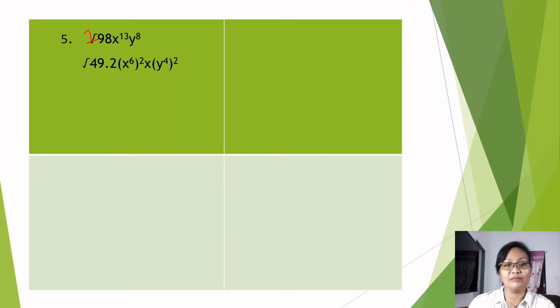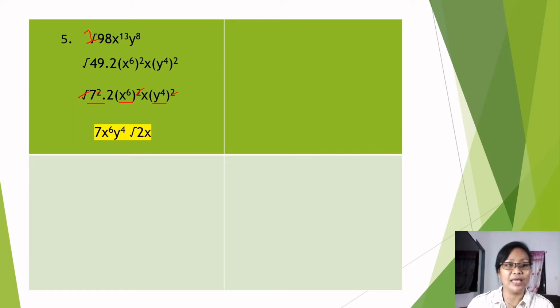Next, we can write 49 in exponential form. So we have square root of 7 squared times 2, x to the 6th squared, x, y to the 4th squared. So we're going to cancel now the perfect roots. So cancel the radical sign, square, square, and square. And then we have the perfect roots 7, x to the 6th power, and y to the 4th power. So we have 7 x to the 6th y to the 4th, and then the square root of those radicands that are not perfect.